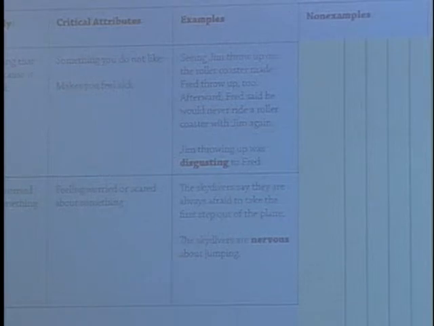Looking at nervous. The skydivers say they are always afraid to take the first step out of the plane. The skydivers are nervous about jumping. Now, come on. Are you really a skydiver if you're nervous taking that first step out of the plane? But these are our examples. So, I digress. Okay, the final step, step number 3, is to create what?